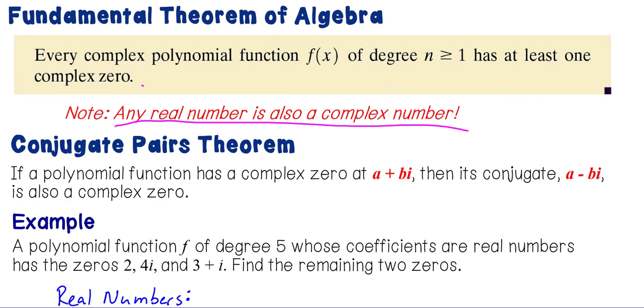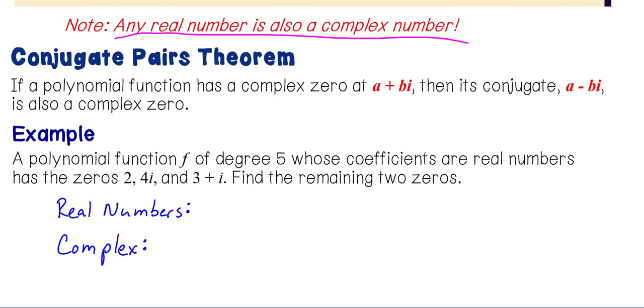The conjugate pairs theorem: if we find a zero at a plus bi, then its conjugate, a minus bi, is also a complex zero. So, for example, if we have a polynomial function with a degree of 5, whose coefficients are real numbers and has zeros 2, 4i, and 3 plus i, find the remaining two zeros. So if we have a degree of 5, it has to have at least 5 zeros.